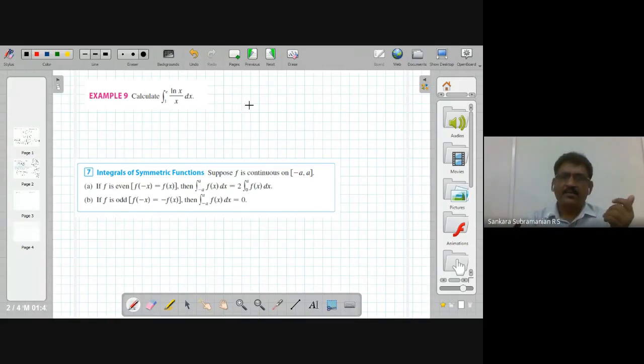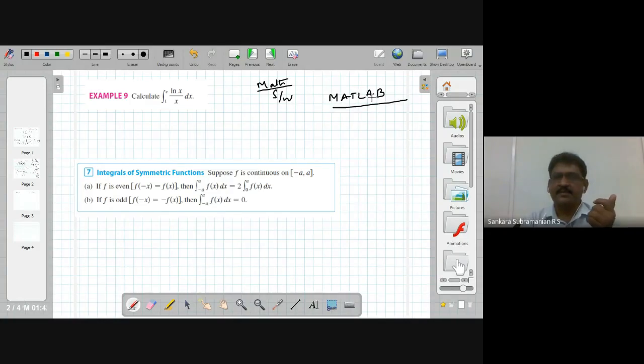Can anyone tell about the mathematical software available? There is a software called MATLAB. This is a very famous software, not only for mathematics. MAT actually stands for Matrix Laboratories, the name of the company.